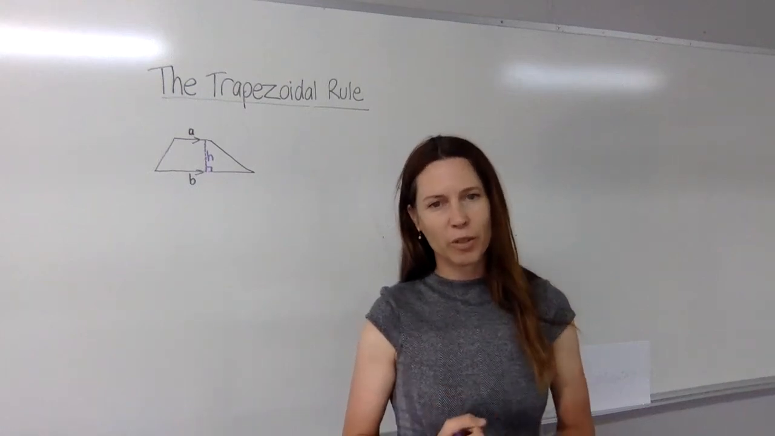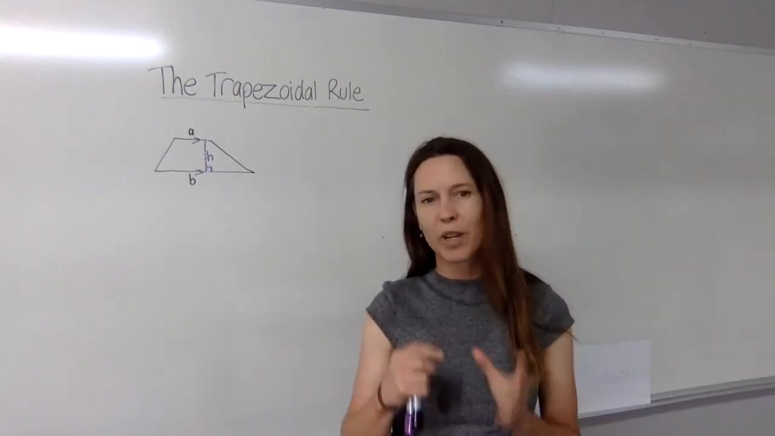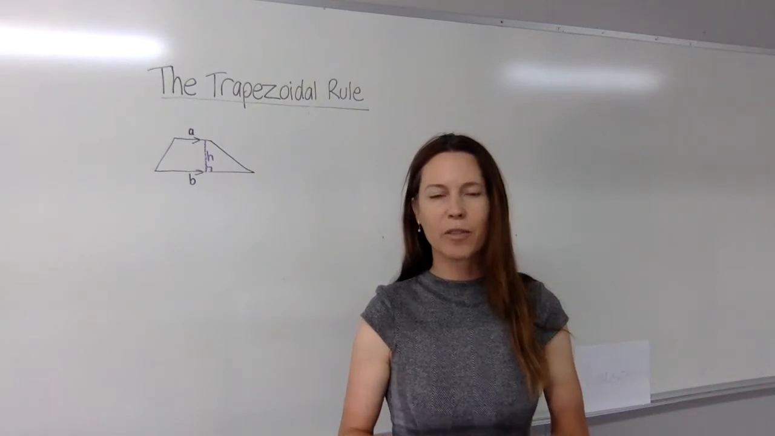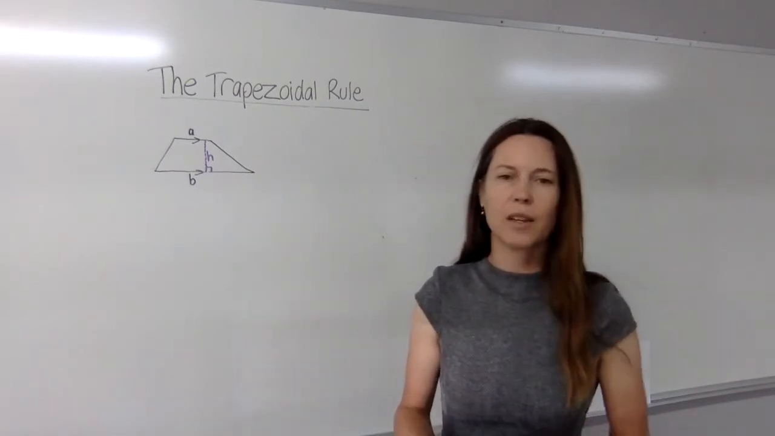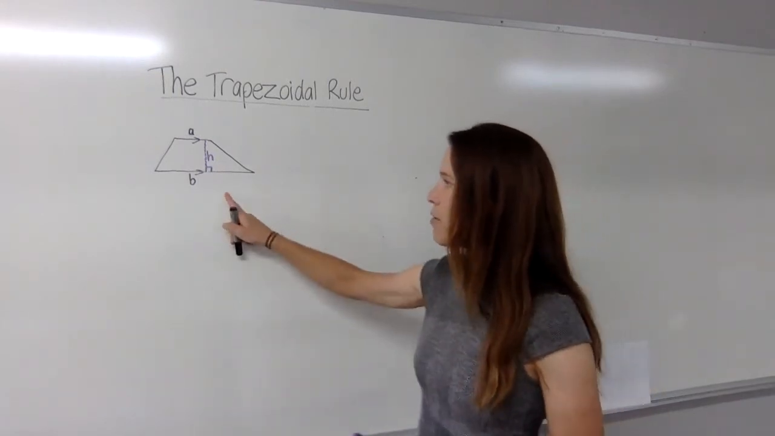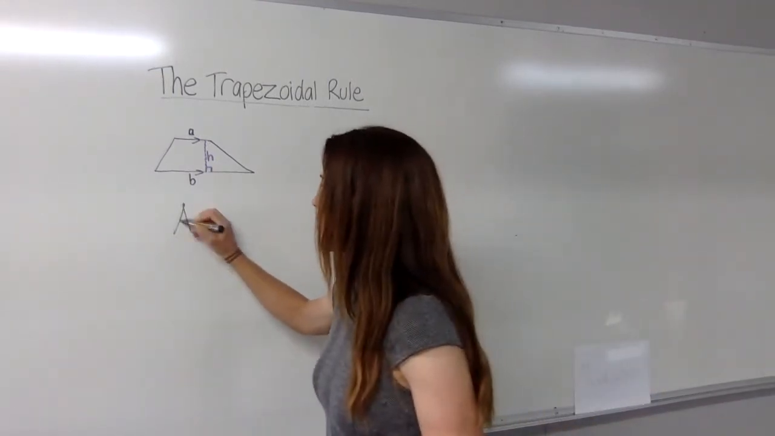Today we look at the trapezoidal rule, which gives us a method for estimating the area under the curve. Now it doesn't find it exactly, but creates a good estimate, and there's lots of good reasons that we can use this. Now let's start by revising the method of finding the area of a trapezium.